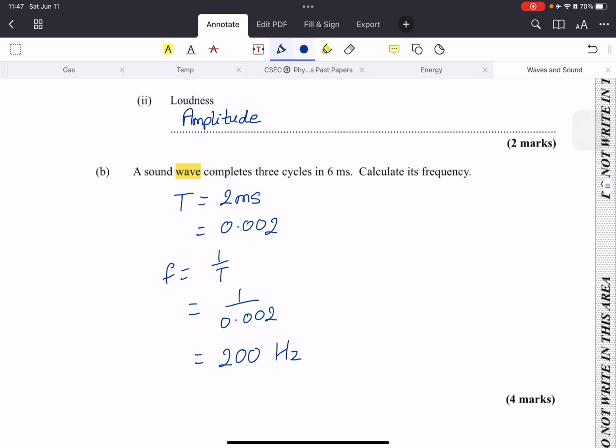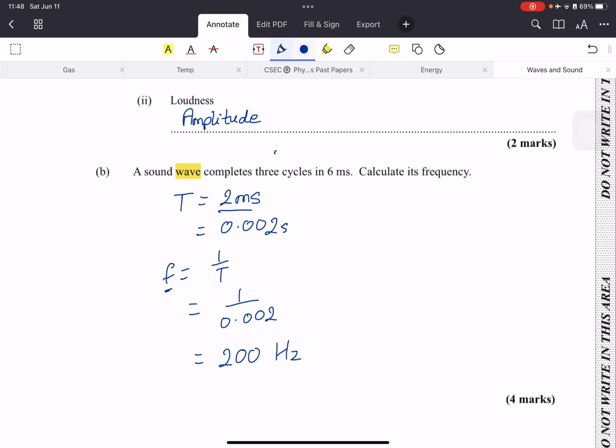Okay. A sound wave completes 3 cycles in 6 milliseconds. Calculate its frequency. By cycle, they mean trough to trough, right? So they complete 3 of those in 6 milliseconds, but we want to know how much is 1. So 1 cycle would simply be 6 divided by 3, which is 2 milliseconds. And we need to convert the milliseconds to seconds. So 2 milliseconds is 0.002 seconds.